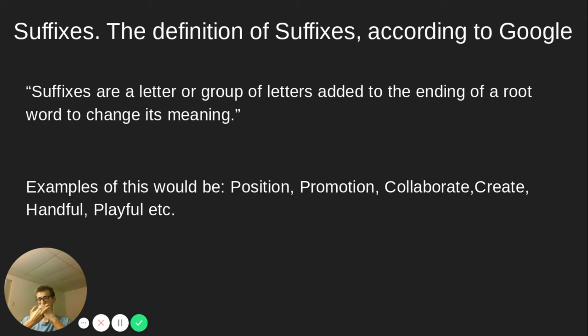Collaborate. So you have the orate in there. The create, not the 'ate,' sorry, just the 'ate.' The 'ate' in create, the 'ate' in collaborate, that's the suffix. Handful, oh dear. I'm not really handful, am I? Playful, depends. Anyway, the suffix in this is full, from handful and playful.